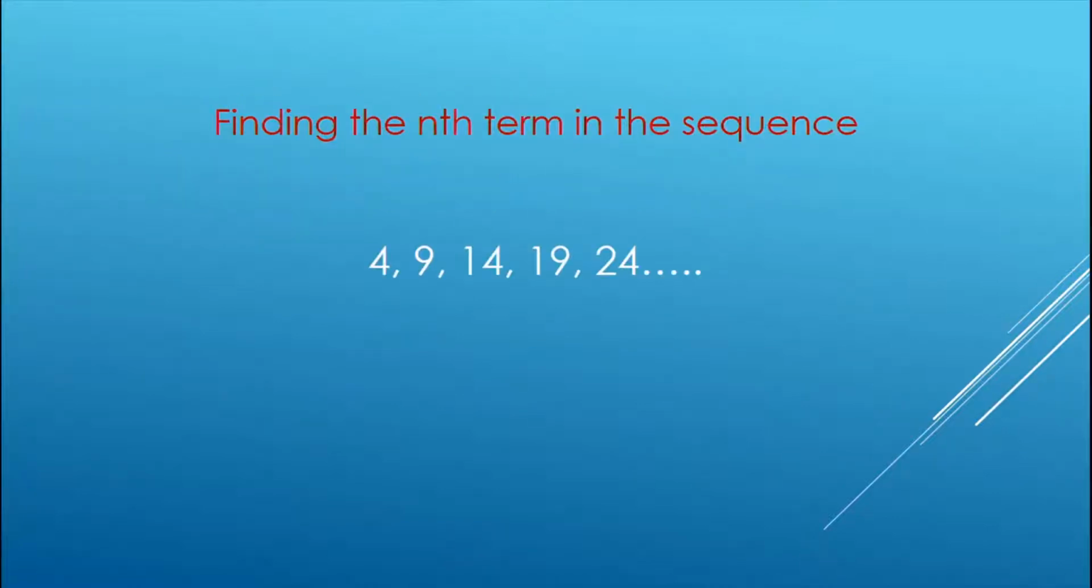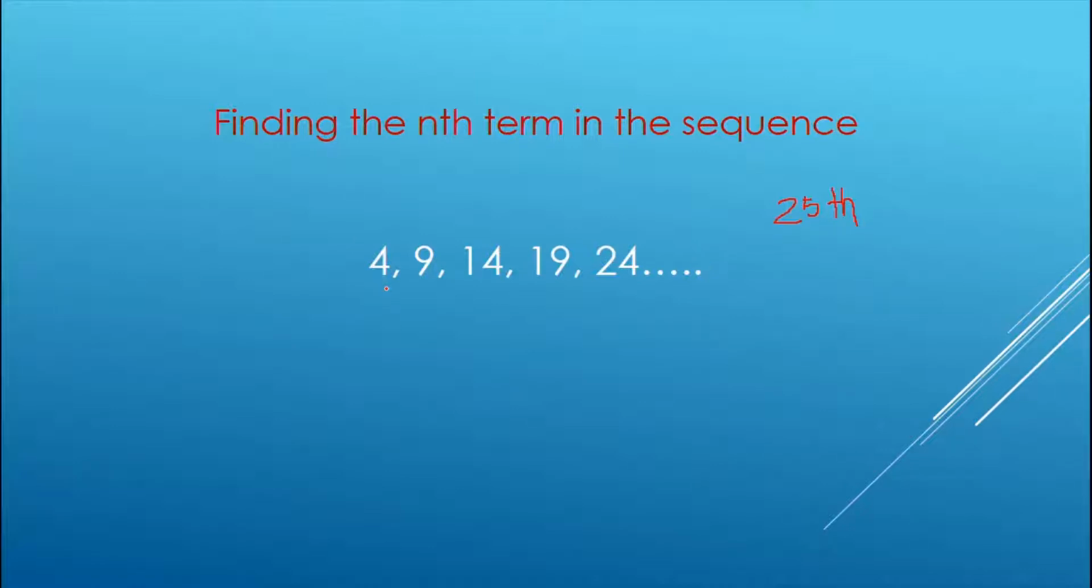Now, this time we are going to find the nth term in the sequence. For our sequence, we have 4, 9, 14, 19, 24. We are going to find the formula and find the 25th term in this sequence. The function of the nth term is that we can easily find the 25th term without going step by step. Okay, now let's start.